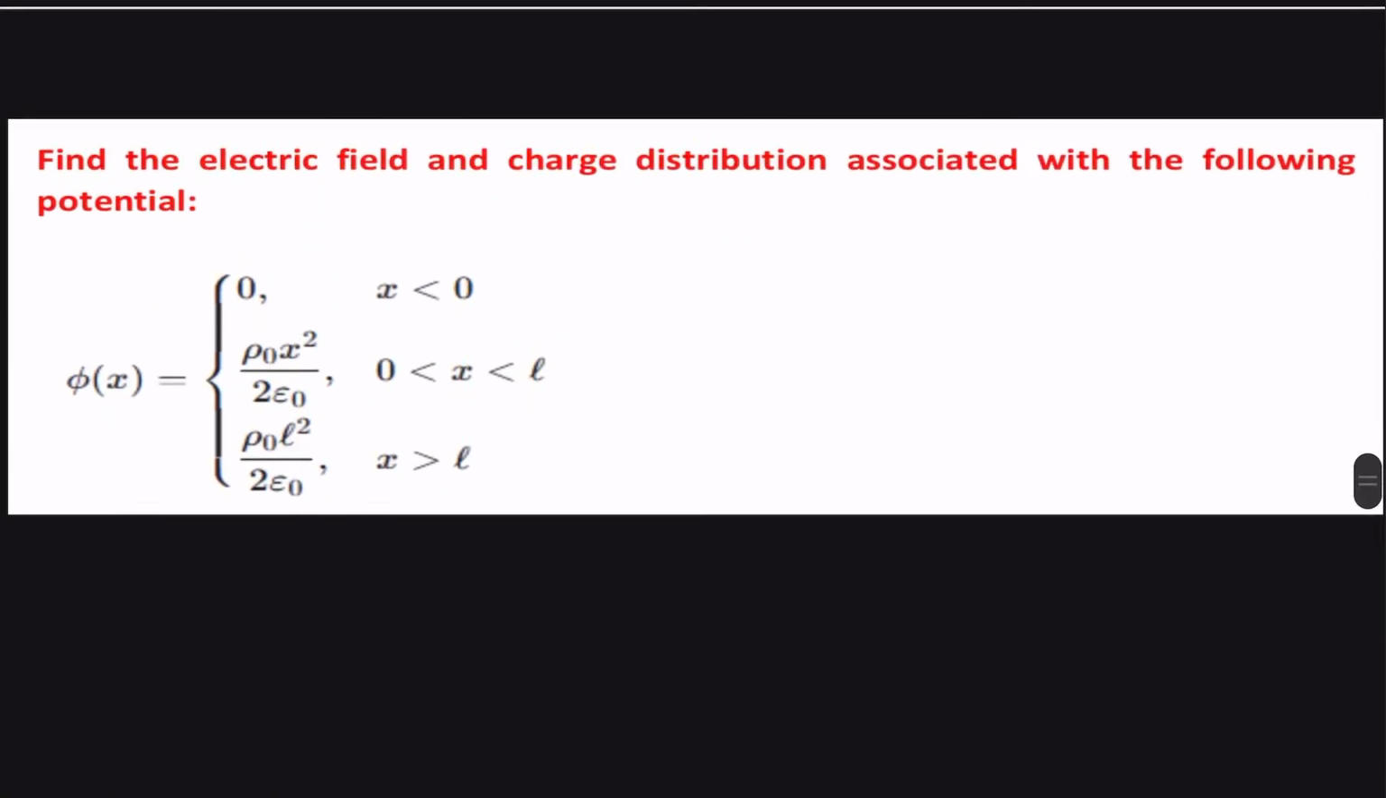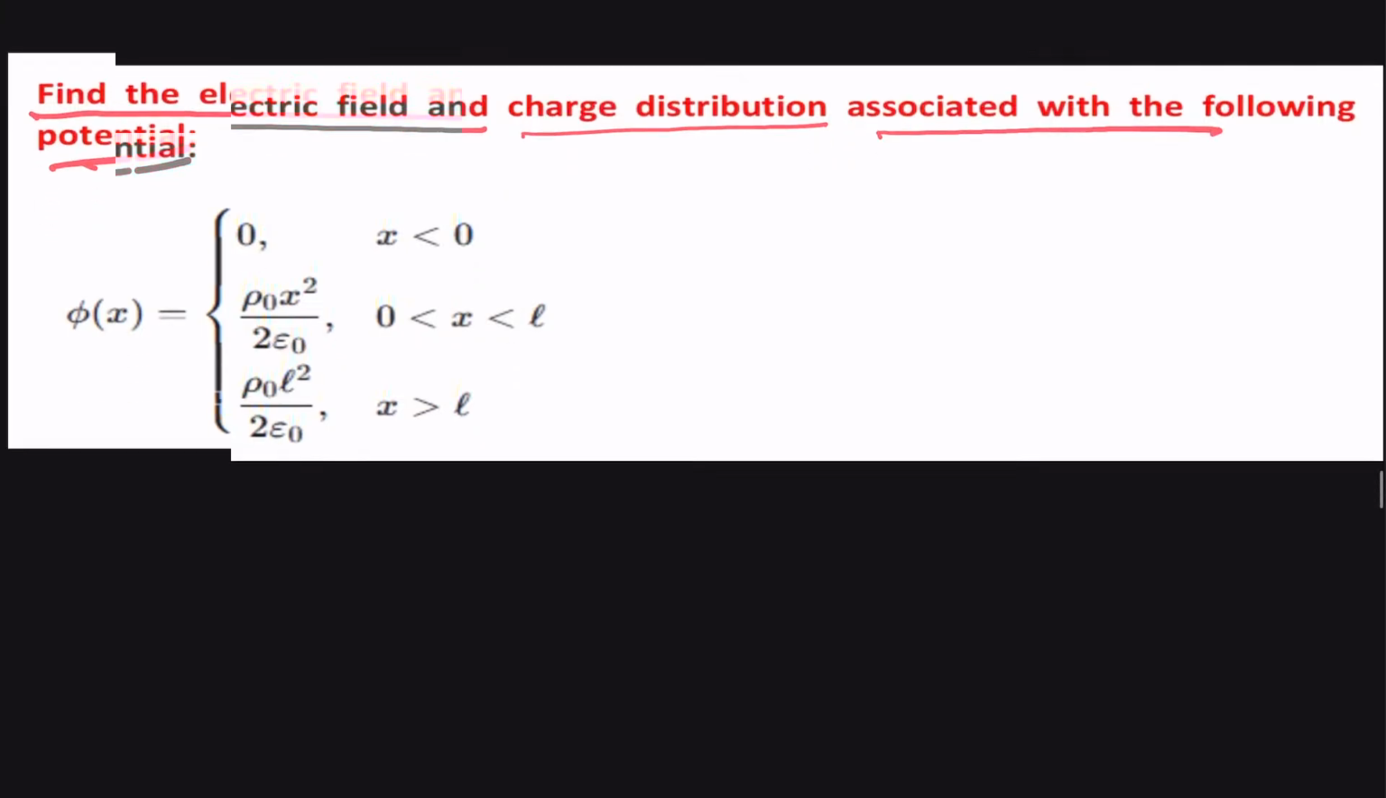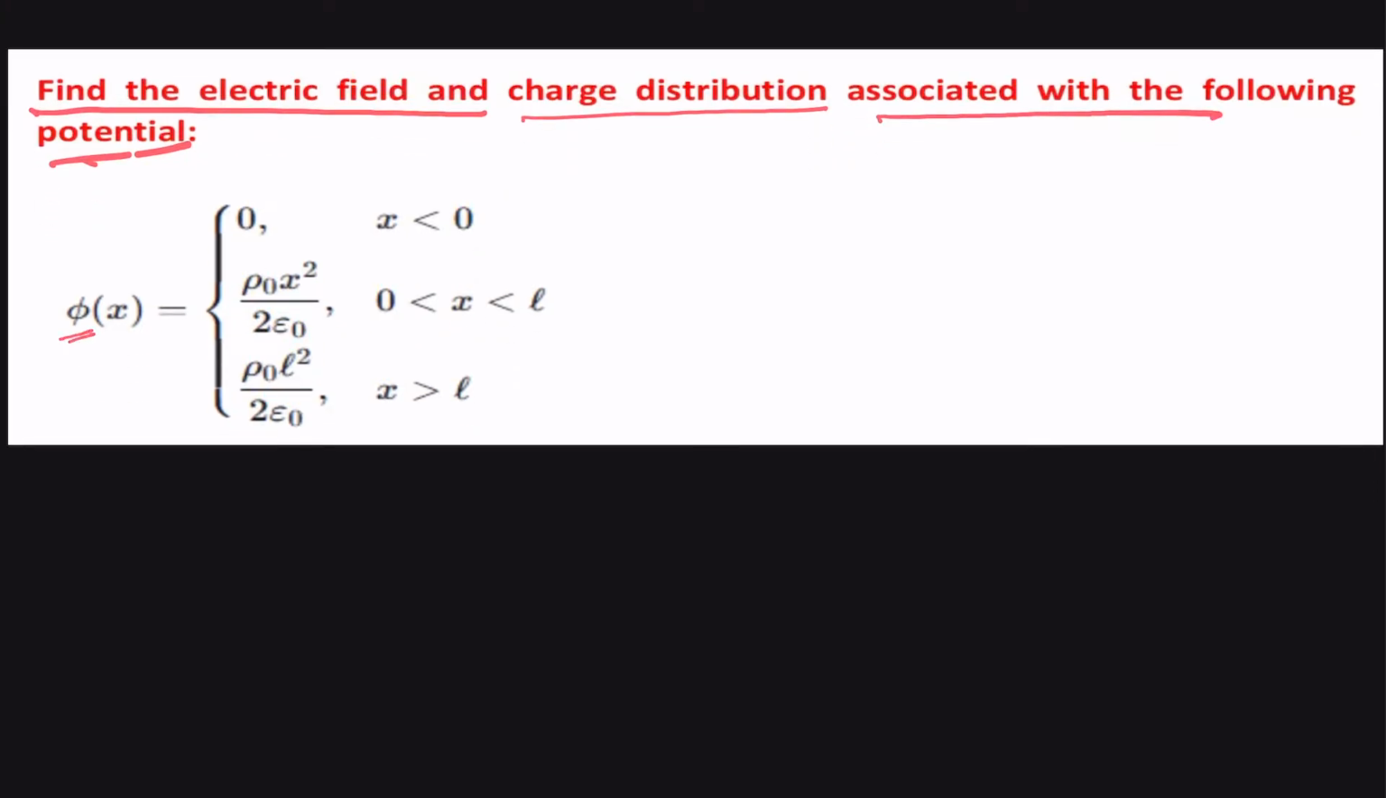It states that find the electric field and charge distribution associated with the following potential. Please remember here the phi is the representation of the potential, it is not the representation of the flux. So we are given basically three regions with respect to these three independent equations. When x is less than 0, our potential is 0. When x lies between 0 and L, the potential has some value, and when x is greater than L, the potential has a third value. So this is the equation given to us.